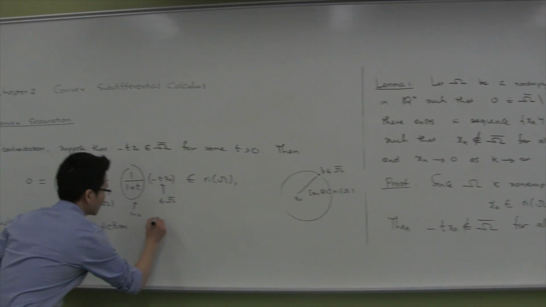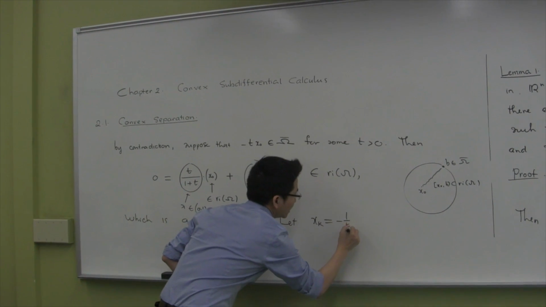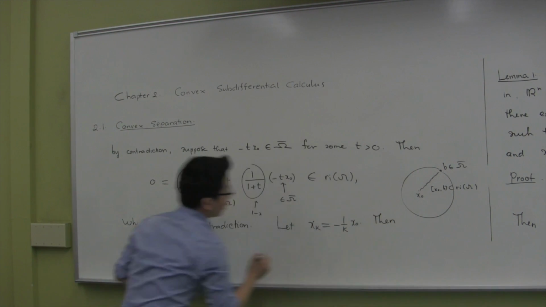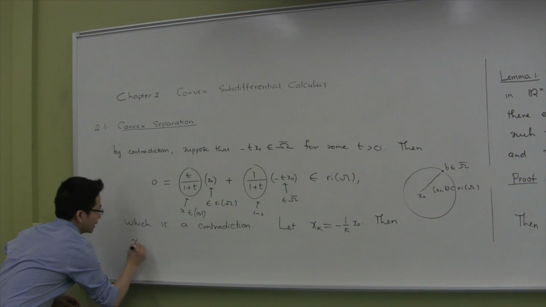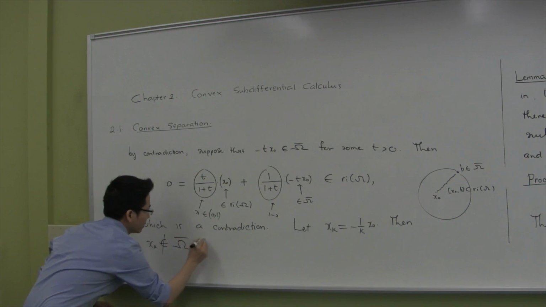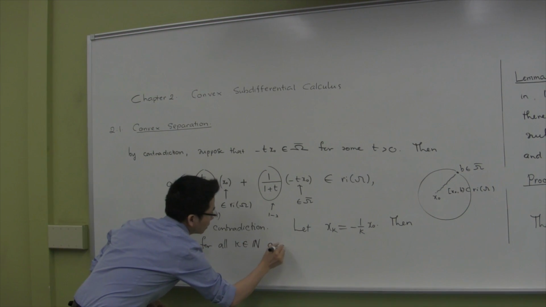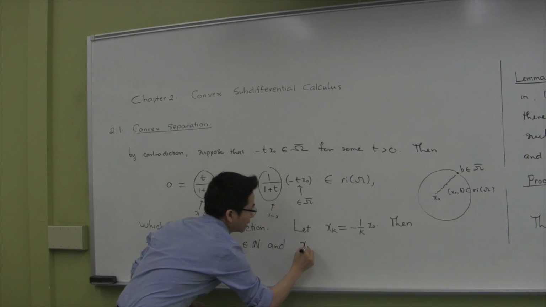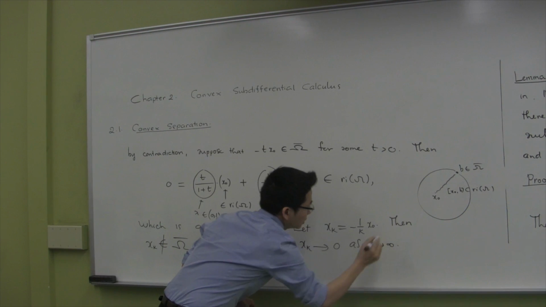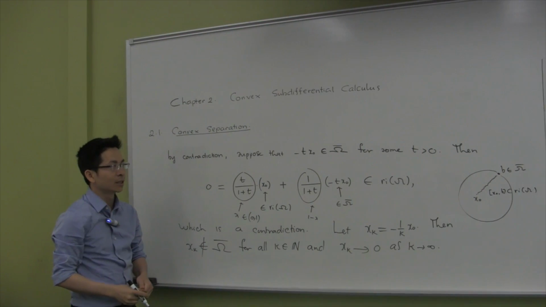So now let xk be minus 1 over k times x0. Then obviously xk doesn't belong to the closure of omega for all k, and also xk converges to 0 as k goes to infinity. So we have completed the proof of this important lemma.